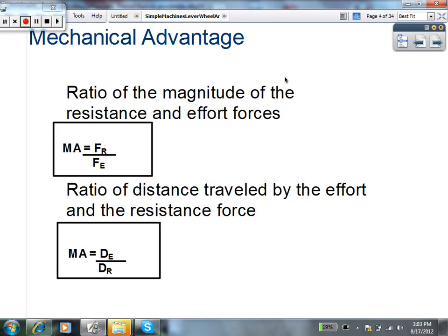Now, one of the first things that we need to look at is mechanical advantage. The definition of mechanical advantage is the ratio of the magnitude of the resistance force, Fr, and the effort force, Fe. Basically, we can think of it as the ratio of a weight over the force needed to lift the weight. That would be considered a mechanical advantage. We also can look at it as a ratio of the distance traveled by the effort force versus that of the resistance force. So how far did we have to move versus how far we needed to lift the object.